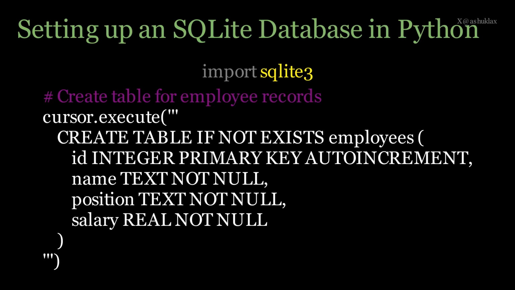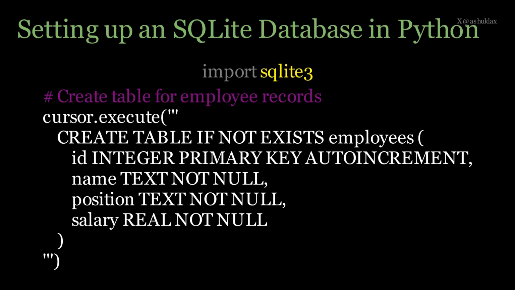That column will store text values which are not nullable. This constraint ensures that the column cannot have null values, because you don't want to store an employee record which is null. The third field is position, again of type text, not null. And similarly, you can have other columns. Now salary is real, not null. Salary is the name of the fourth column.